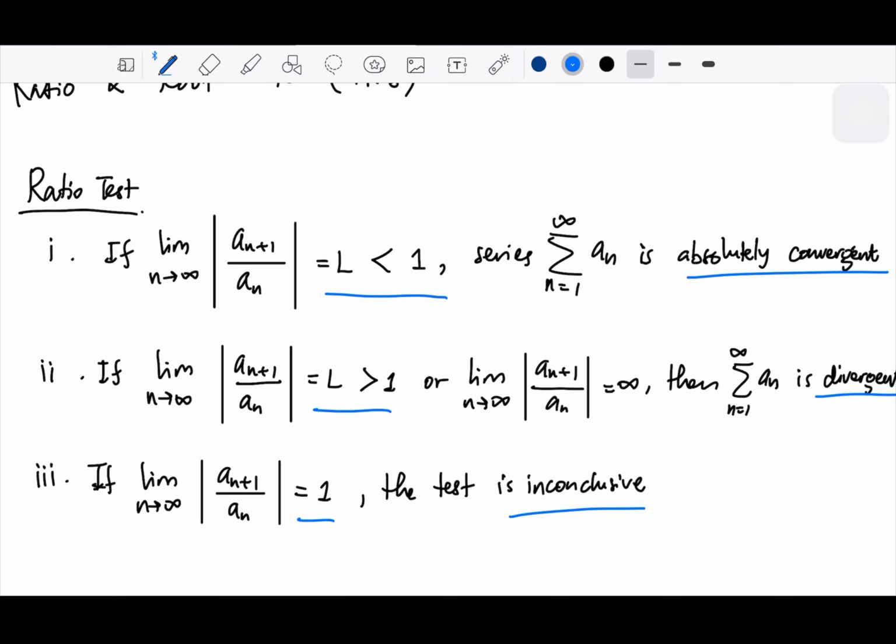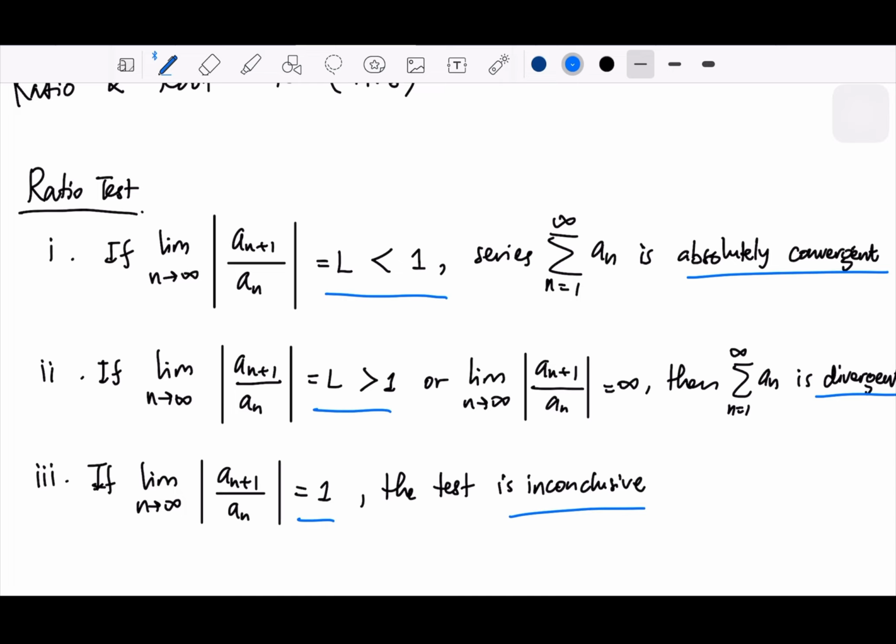So the ratio test is where you take your series and compare it by taking the ratio with the n plus 1 term. Okay? And there will be three cases. If the number is less than 1, you can say it's absolutely convergent. If you get greater than 1 or infinity, then you can say it's divergent. But if you get 1, then the test gives no conclusion.